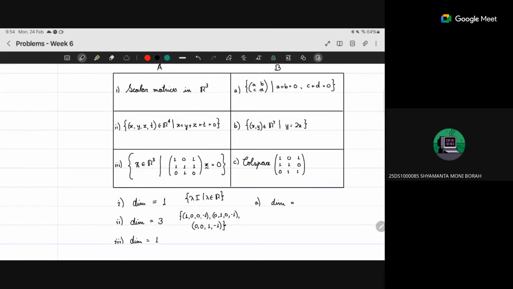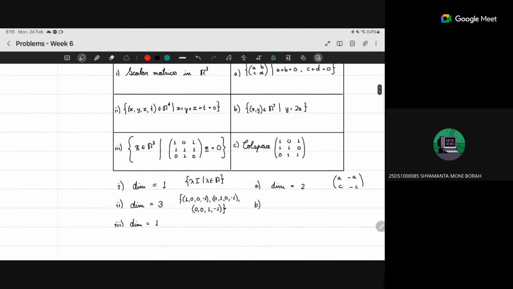What is the dimension of this space? Two, sir. Right. Because this will be of the form A, C, minus A, minus C, and then there's just A and C which are variable. You can write it as A times 1, minus 1, 0, 0 plus C times 0, 0, 1, minus 1. So you have these two linearly independent vectors, which are matrices in this case, which span the space and form a basis. So quickly you can conclude that this is dimension 2.